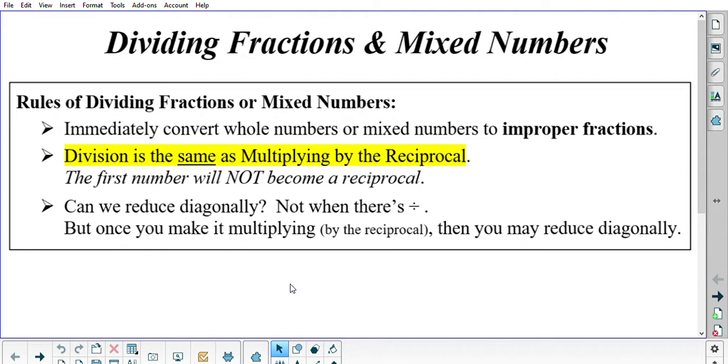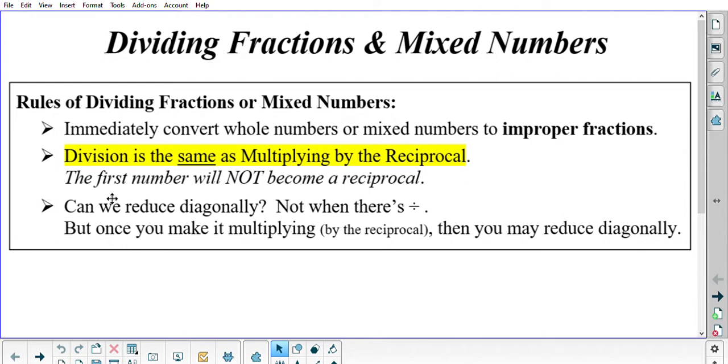Here's the main rule. Division is the same as multiplying by the reciprocal. It's kind of like how I taught you before that subtraction is the same as adding the opposite, where the first number would stay the same, and then you made subtraction become addition, and the very next number become its opposite. Very similar here. The first number will stay the same, division will become multiplication, and the second number will become its reciprocal. If you don't remember what a reciprocal is from 6th grade math, you will see very soon once we get to some examples.